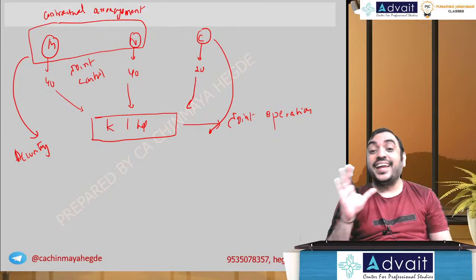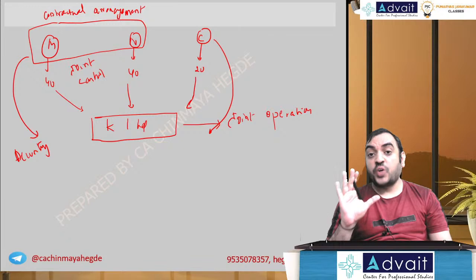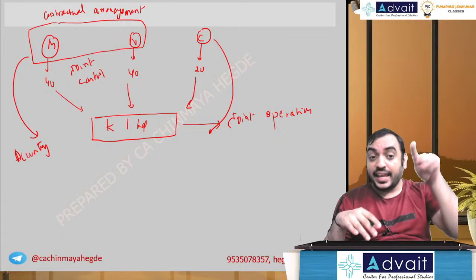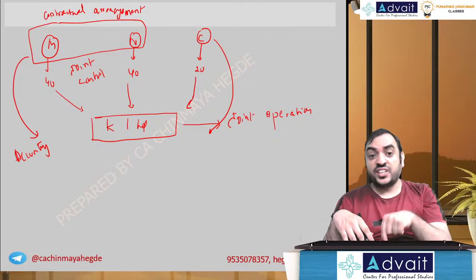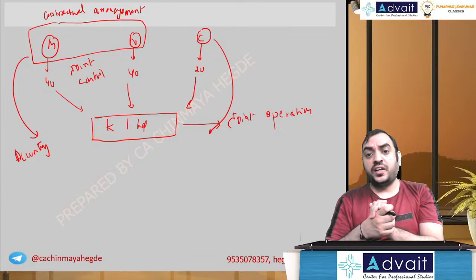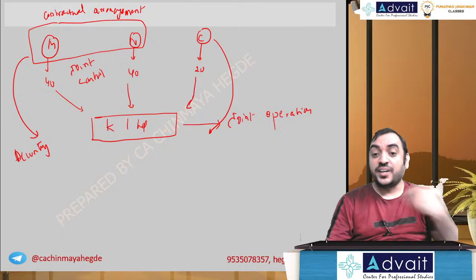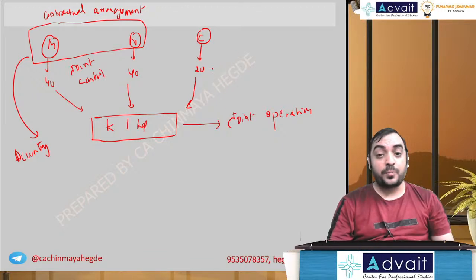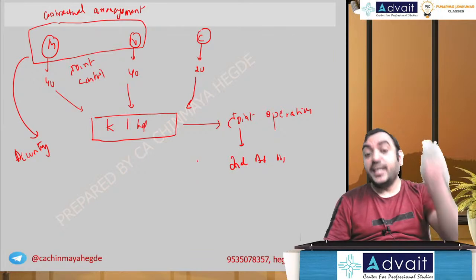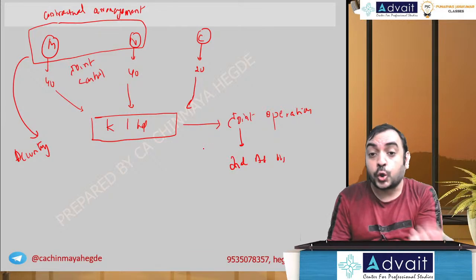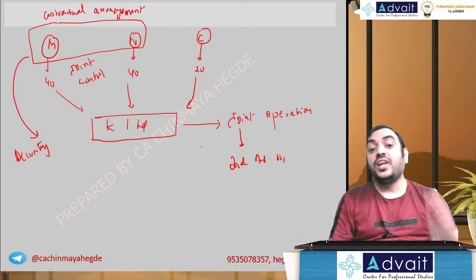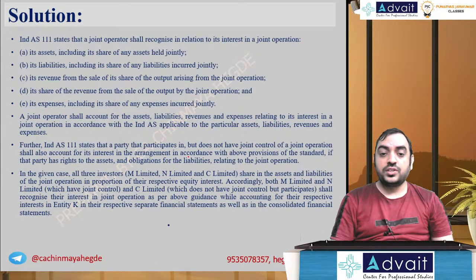See, if it was a joint entity, if it was not a joint operation, if it was a joint entity, M has a joint venture, N has a joint venture, they will prepare consolidated financial statements as per Ind AS 28. But joint operation means Ind AS 28 will not apply, Ind AS 111 will apply. So what does Ind AS 111 tell you? Everybody who is a party to a joint operation, you may not have joint control, but you are a party to the joint operation, you will account for it. So all the three will account the same. Okay, let's see what the solution says. Then I'll read what Ind AS 111 and Ind AS 28 say also.